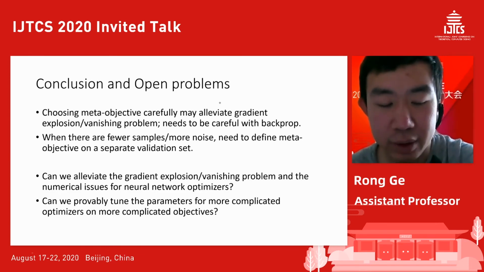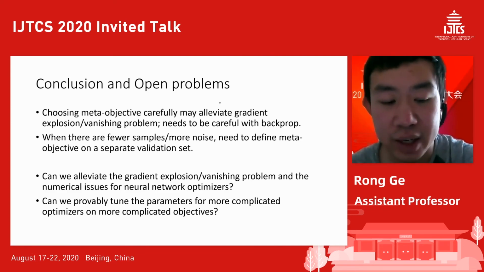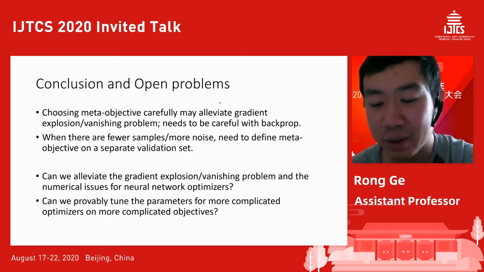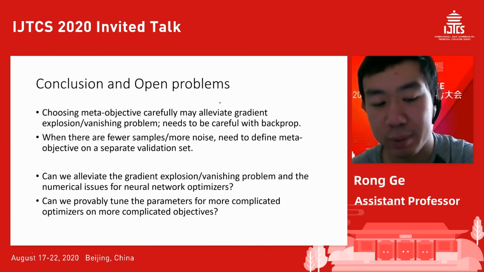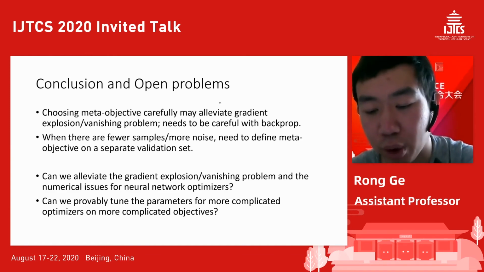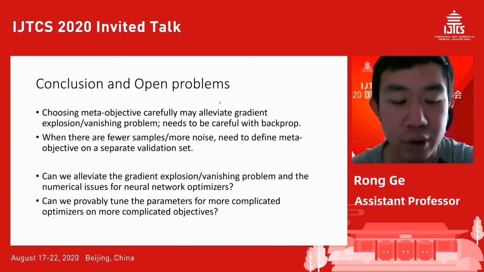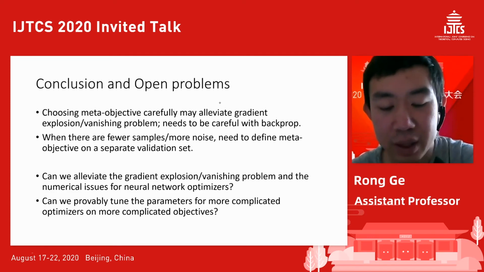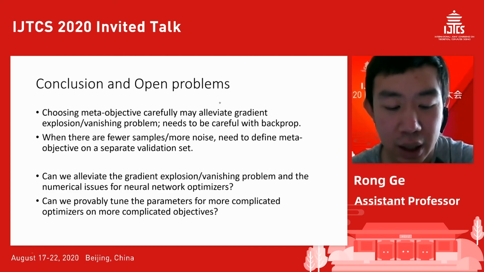So we showed that choosing the meta-objective carefully can possibly alleviate the gradient explosion and vanishing problem. But even if you can do that, you need to be careful with backpropagation because you might still run into numerical issues. We also show that when there are fewer samples or more noise, you need to use the train-by-validation approach. You need to define your meta-objective on a separate validation set. But there are still a lot of open problems in this direction.